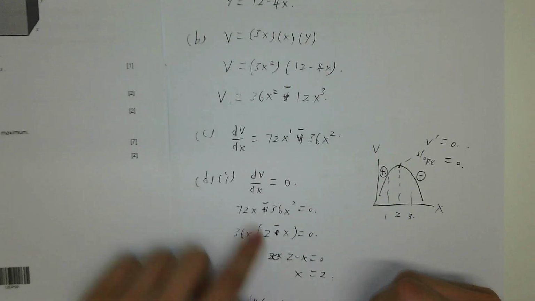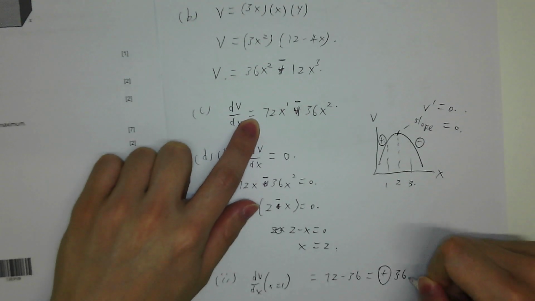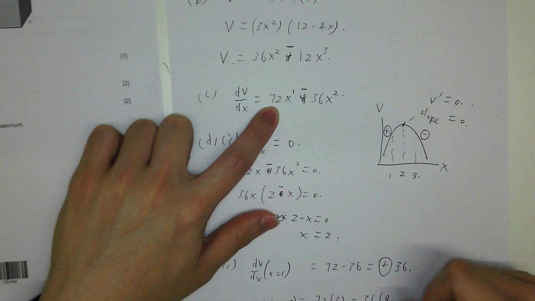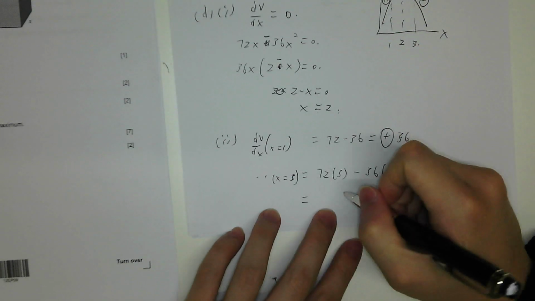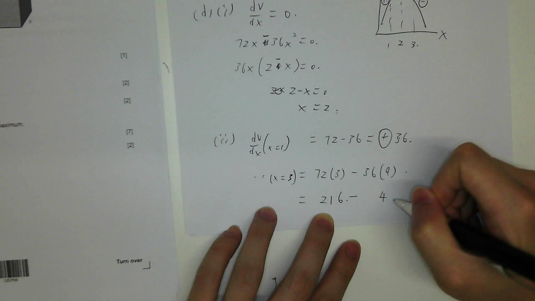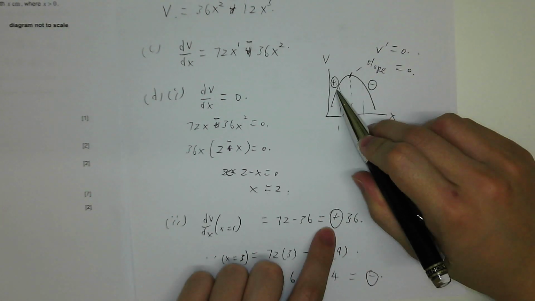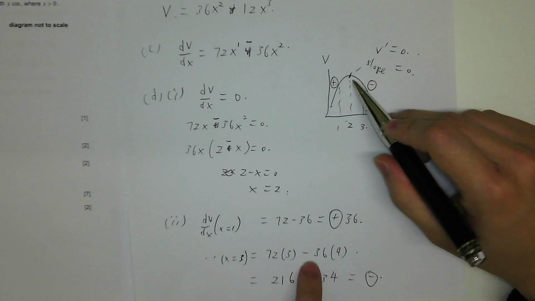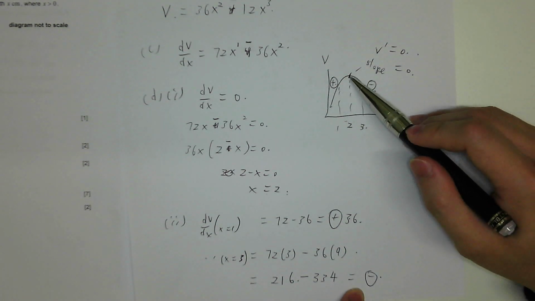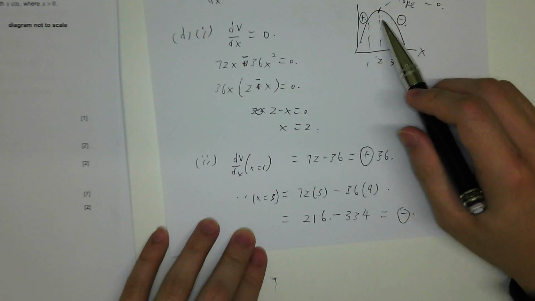When x equals 1, we sub it back to here. 72 minus 36, so it's a positive value, positive 36. What about when x equals 3? 72 times 3 minus 36 times 3 squared, which is 9. 216 minus 324, so it's a negative value. So you see, when x equals 1, the slope is positive, increasing, and then at x equals 2 it is 0, and then after 2, when x equals 3, the slope is negative. So increasing, then maximum, and then decreasing. That's how you show that at x equals 2, the volume is maximum.